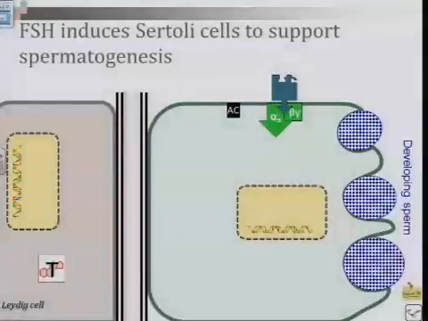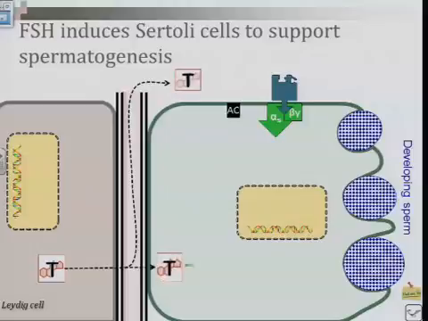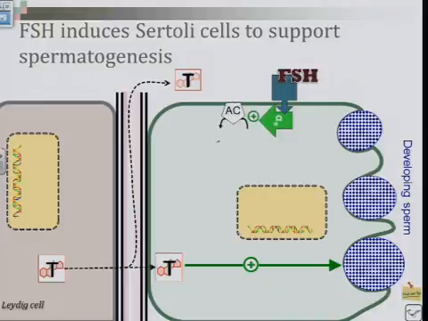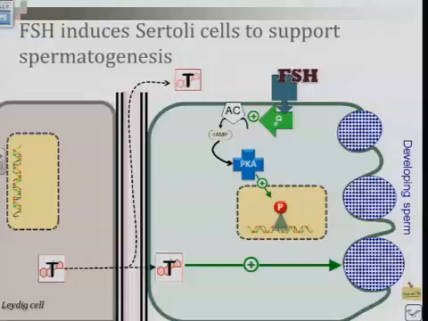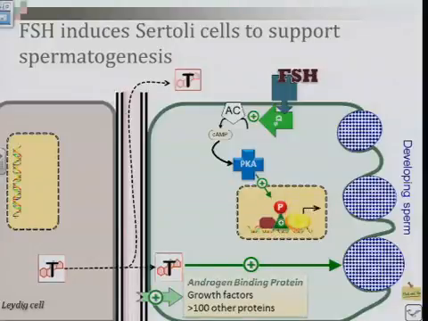FSH then induces Sertoli cells to support spermatogenesis. So we have our testosterone here. It directly interacts with the developing sperm. FSH then results in active protein kinase A, which gives us a transcriptional program that results in synthesis of androgen binding protein, growth factors, and more than 100 other proteins required for spermatogenesis.